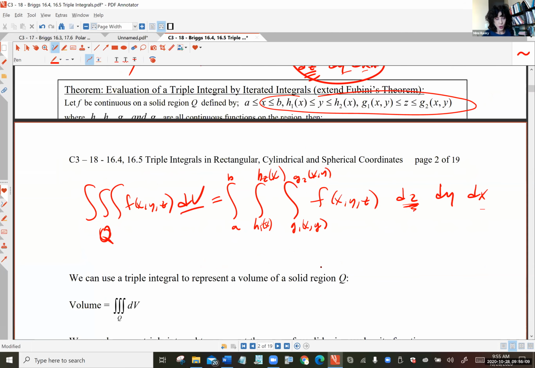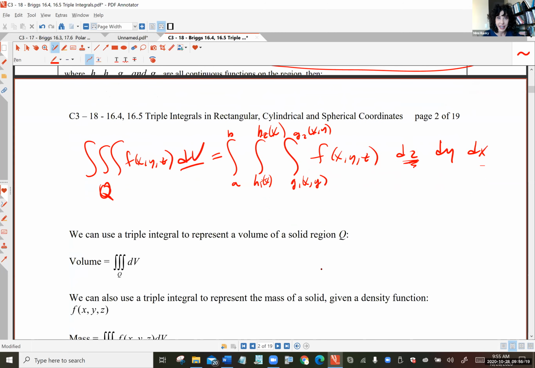Okay. So what of it? Now, what can you use a triple integral for? A lot of things. Take this class. And we've got a month left. So there's going to be some fun with triple integrals.